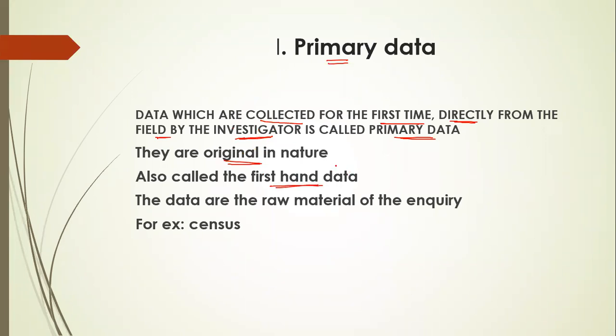Why is it called first hand data? Because it is collected for the first time and you directly go and collect the data, so it is first hand data. Somebody else, in the sense, you may appoint someone to collect the data, that is not considered. It is not like you are referring to some other data. If you collect and refer to someone else's data, that is not considered. You collect it yourself, that is considered to be first hand data.